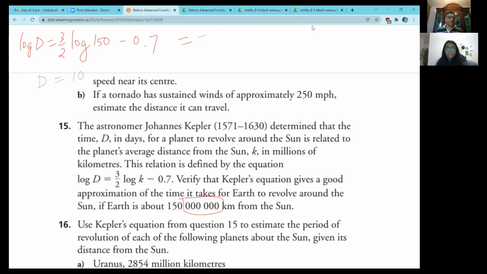Okay, let me do it again. First take log 150, then multiply by 3 by 2, so times 3 divided by 2. And then take away 0.7, minus 0.7, and you get 2.5641. Oh, okay. I just put the whole thing in the calculator. Yeah, that's why you got it wrong. So 2.5641, and now d is 10 to the power of 2.5641. So don't erase the value. Just keep that value and do 10 exponent your answer, and you get your answer, 366.5.